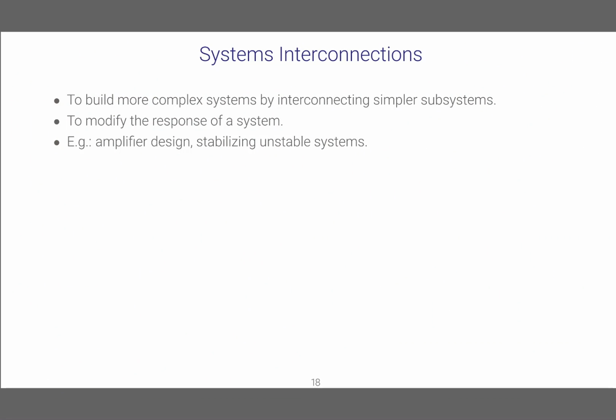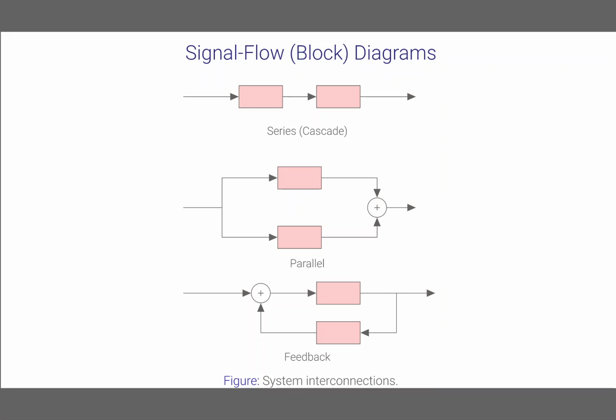Okay, then there are these system interconnections. These are also useful to know. We will encounter these things again and again later. To build more complex systems, we can interconnect simpler subsystems. You can use that to modify the response of systems in amplifier design, stabilizing unstable systems and so on. So these are some of them. The first one is a series connection. You take the output of this system and connect it to the input of the next system. In the parallel connection, you take the output from this system, the output from that system, and you add them here.